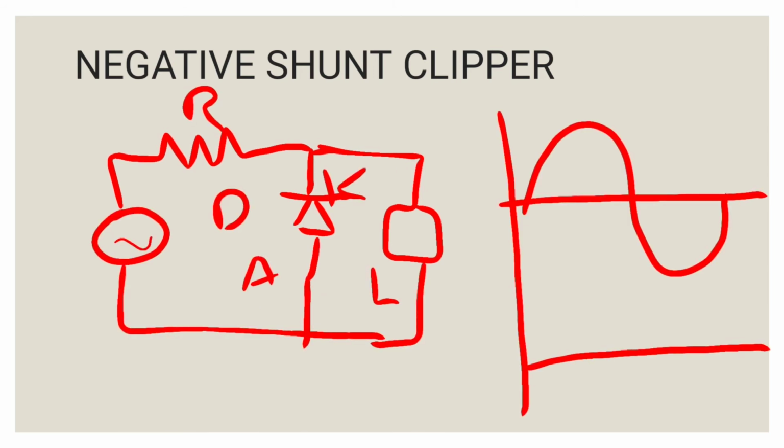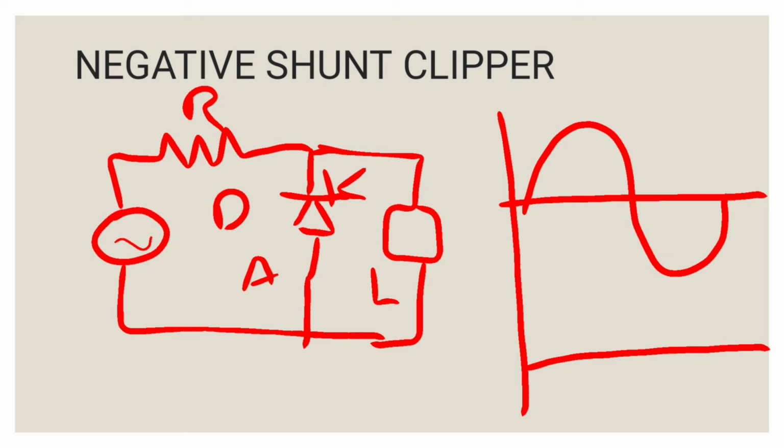In the negative shunt clipper, the diode's cathode is connected to the positive terminal and the anode is connected to the negative terminal. So now the diode is in the reverse bias condition. Now if we apply the sine wave to this negative shunt clipper circuit, in the positive cycle the diode doesn't conduct because the diode is in the reverse bias condition.